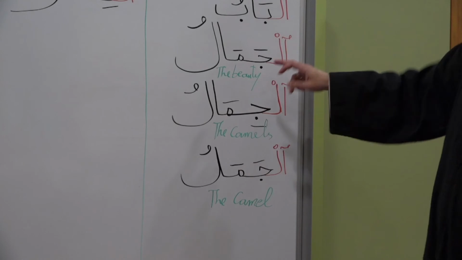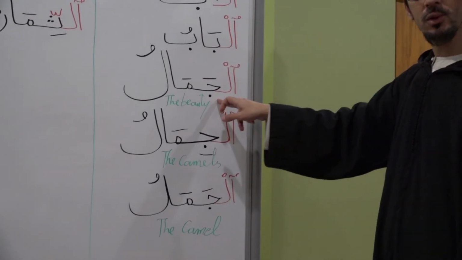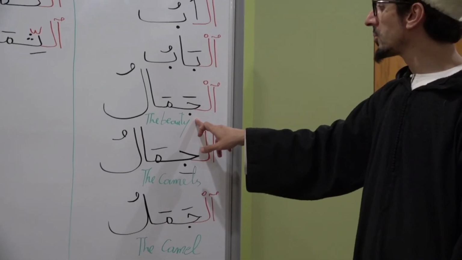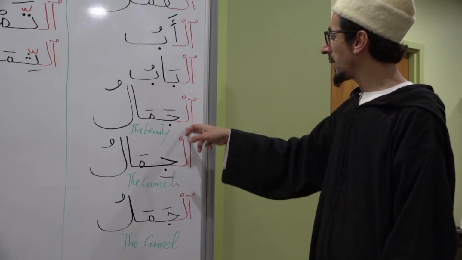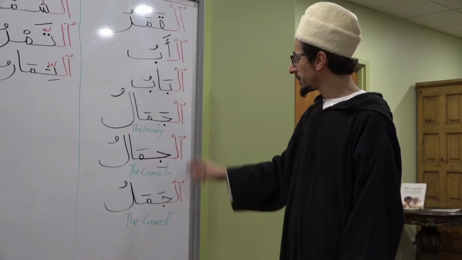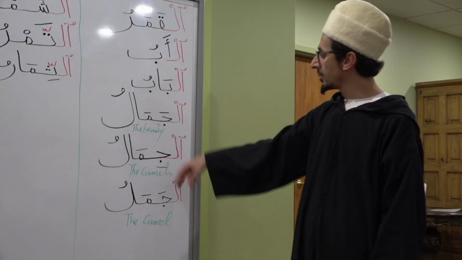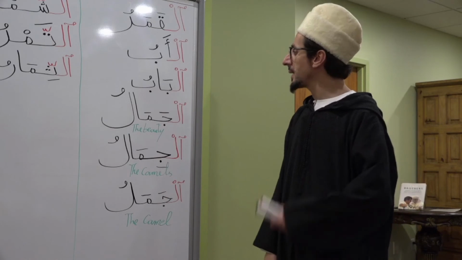But all of them, they come here because the sound j, this jim, follows the moon. So we have the full L, what we call the lunar L. So al-jamalu, al-jimalu, al-jamalu. Okay. Next letter.